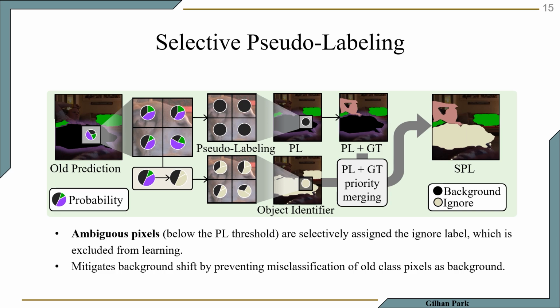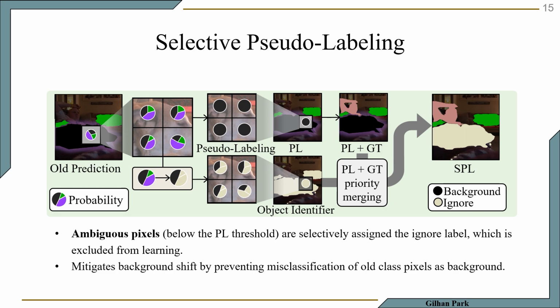First, we take the prediction made by the model for each pixel. If the model is confident about a class, it proceeds as usual. But for pixels where the prediction is uncertain, we use an object identifier. This identifier checks the combined score of all the object classes and compares it with the background score. If the score for any object class is higher than the background score, the pixel is classified as part of an object, not the background.